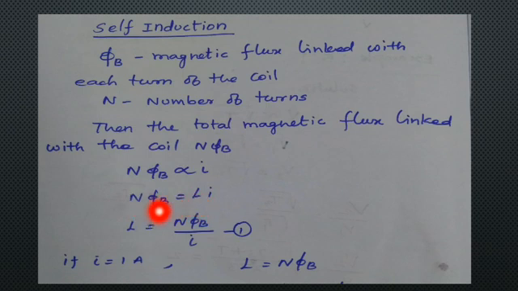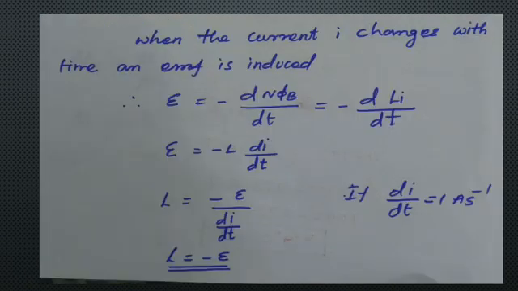Therefore nφ, which is equal to L into I. If I take L to this side, L = nφ/I. So this is equation number 1. If the current flowing through the coil is 1 ampere, what will happen? L = nφ/1, therefore L is equal to nφ. L is the self-induction. Okay students, right? Now continuation.